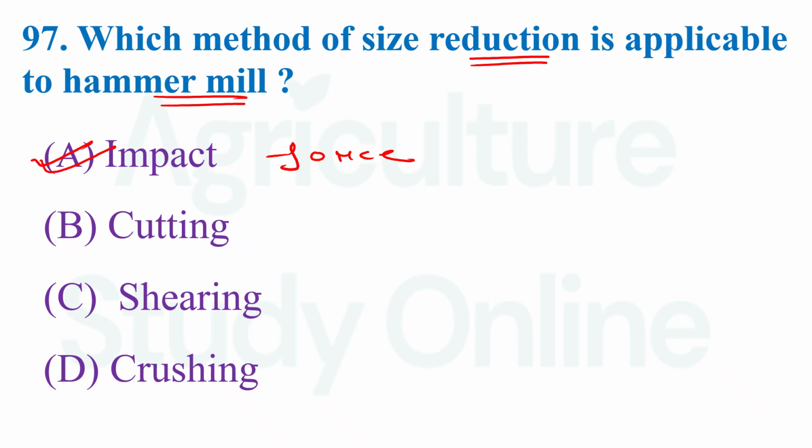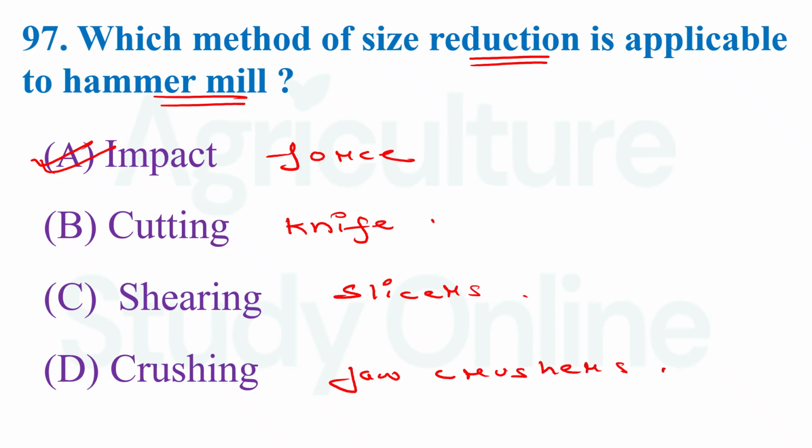Cutting, it is like using knife cutters for milling. Shearing, it is like used in slicers. Crushing, for example jaw crushers are there, or roll crushers. So the correct option is option number A, that is impact force.